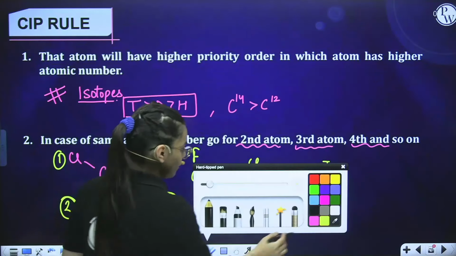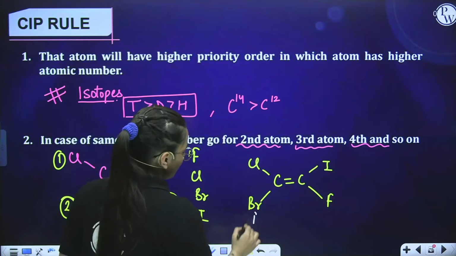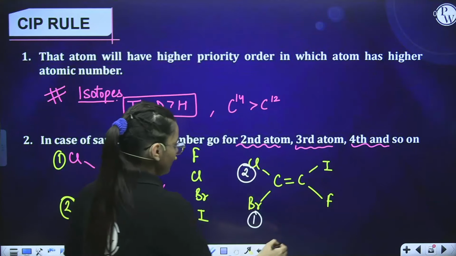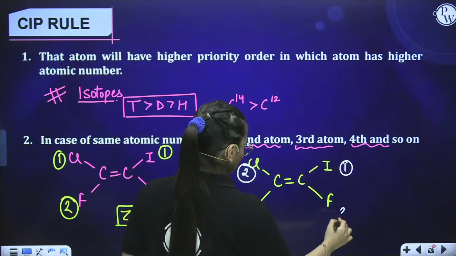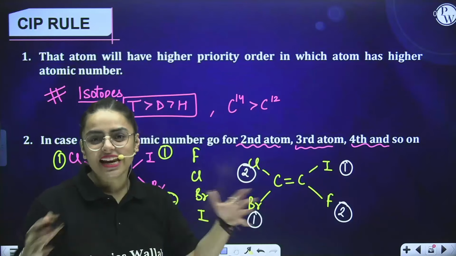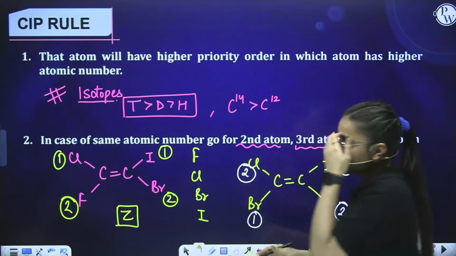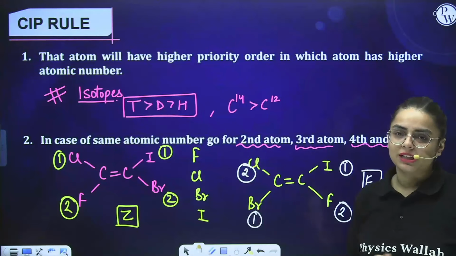For this case, I would again do fluorine, chlorine, bromine, iodine. So I would say bromine has more atomic number as compared to chlorine, and iodine has more as compared to fluorine. So here the higher priorities are present on the diagonal. That means they are the enemies now. For enemies, E nomenclature will come. So I have taken both cases, where Z nomenclature will come and where E nomenclature will come, right?